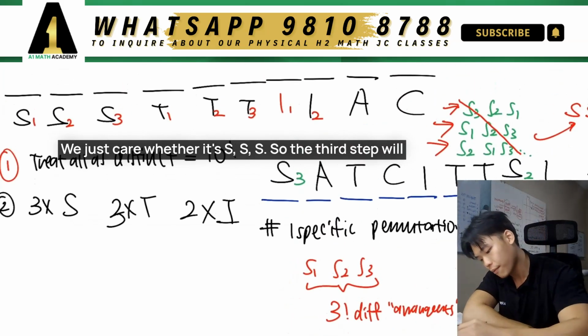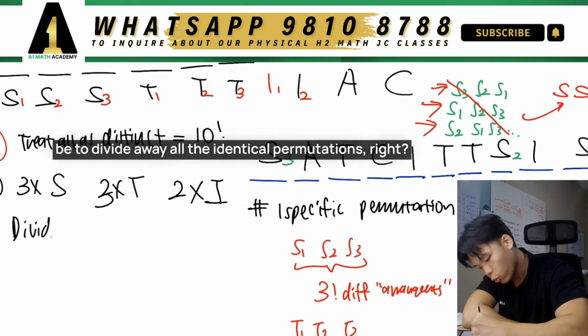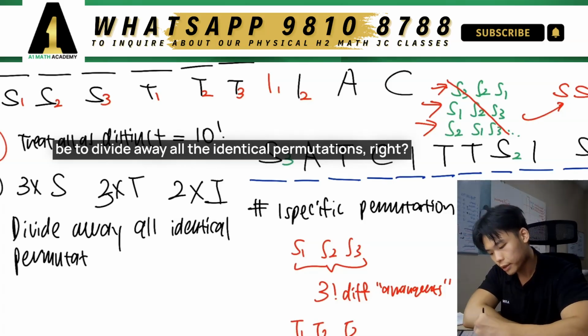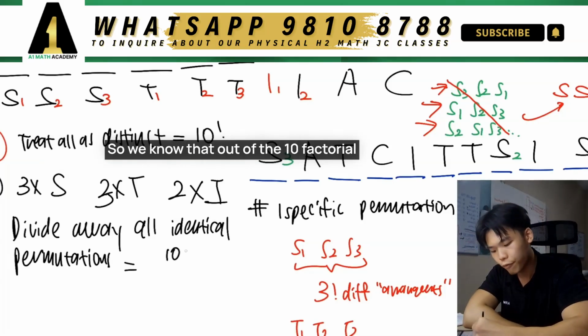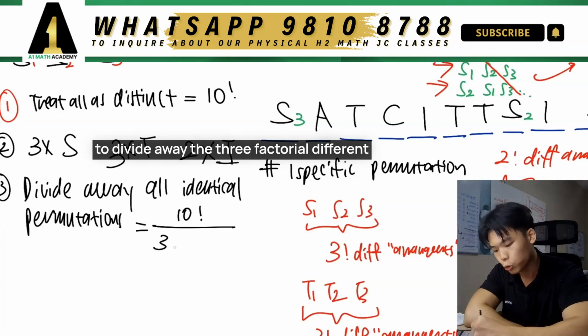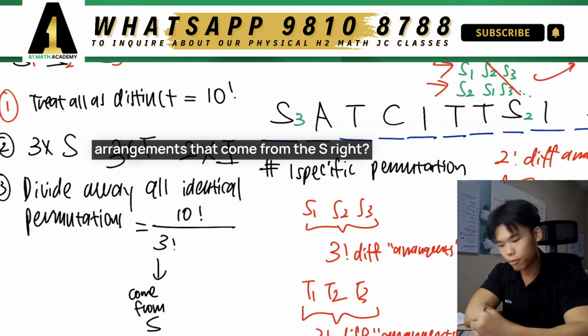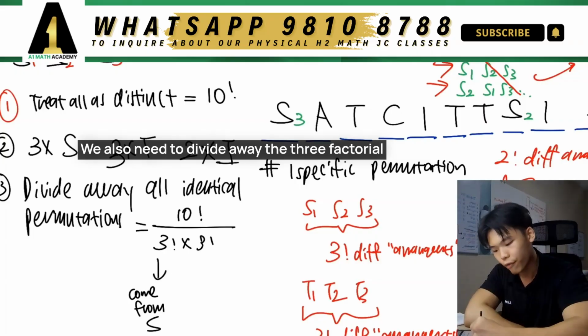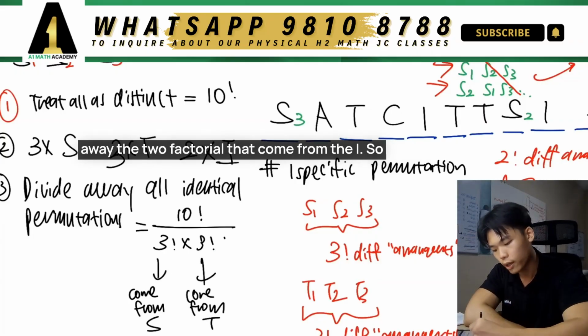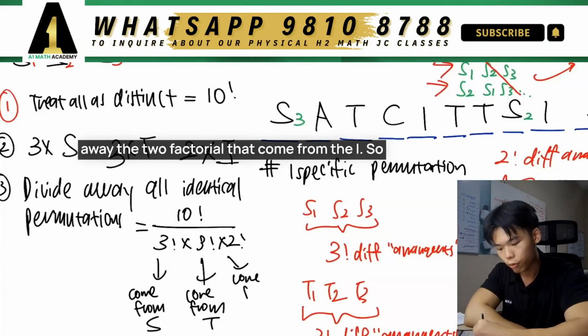So the third step will be to divide away all the identical permutations, right? So we know that out of the 10 factorial different arrangements, we need to divide away the 3 factorial different arrangements that come from the S. We also need to divide away the 3 factorial that come from the T. And we also need to divide away the 2 factorial that come from the I.